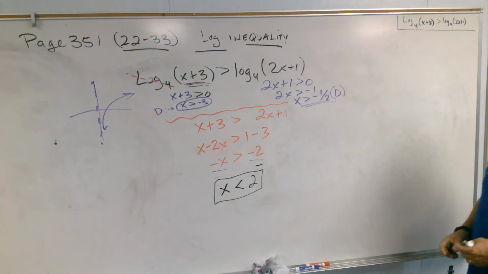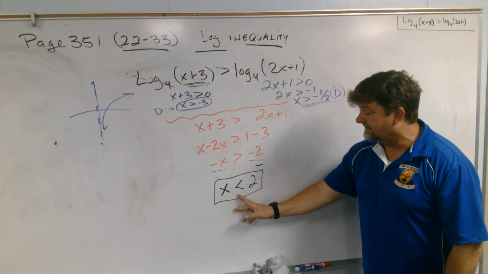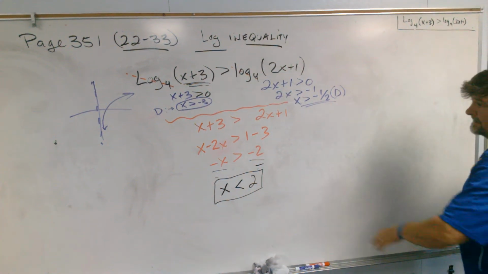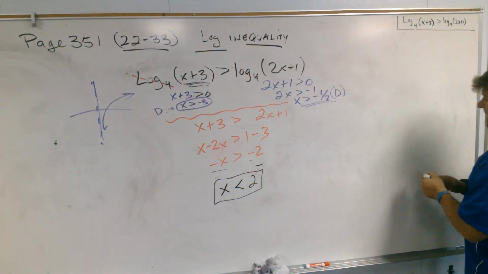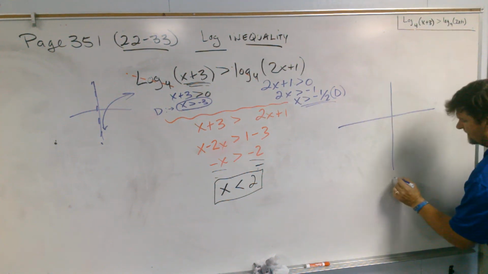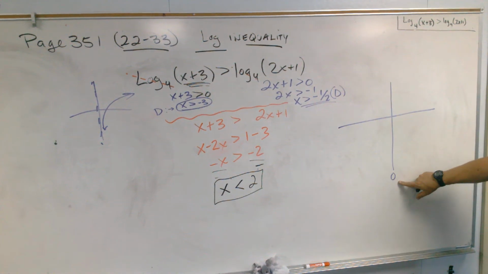Okay, so I got less than 2. But we know we can't go below 0 by the definition of a logarithm. So let's look at these. I got 2 purple ones. Let's put them on a number line. Got to put a 0 right there.